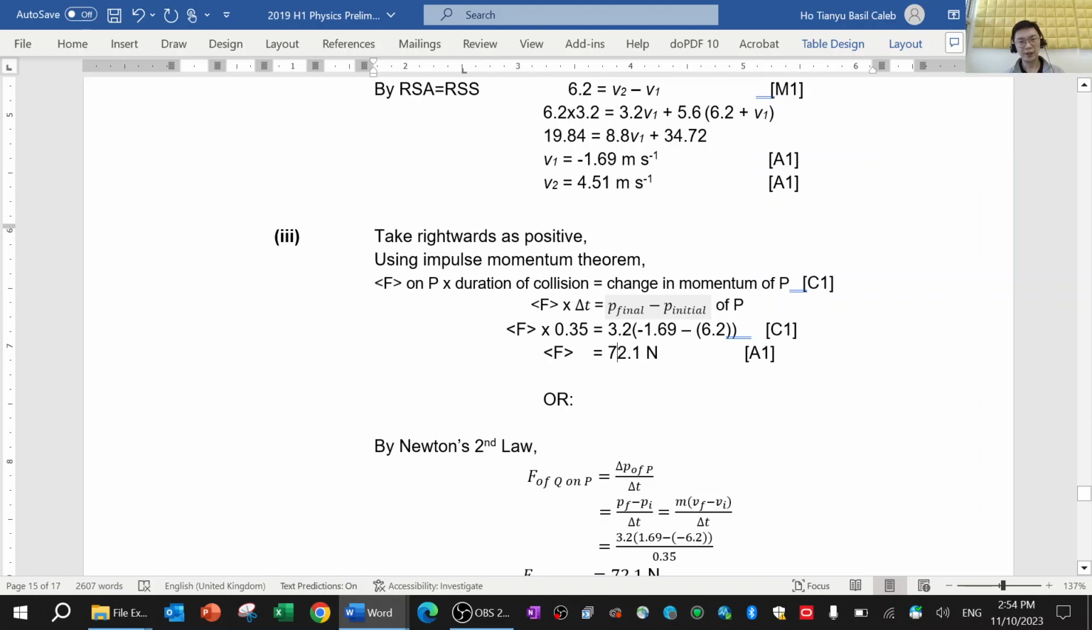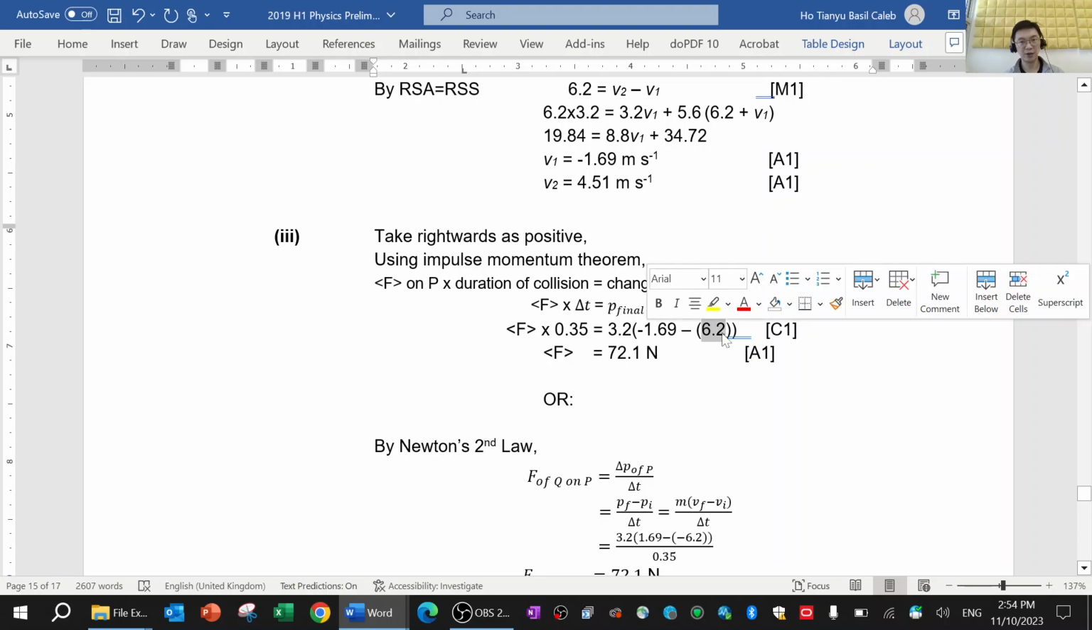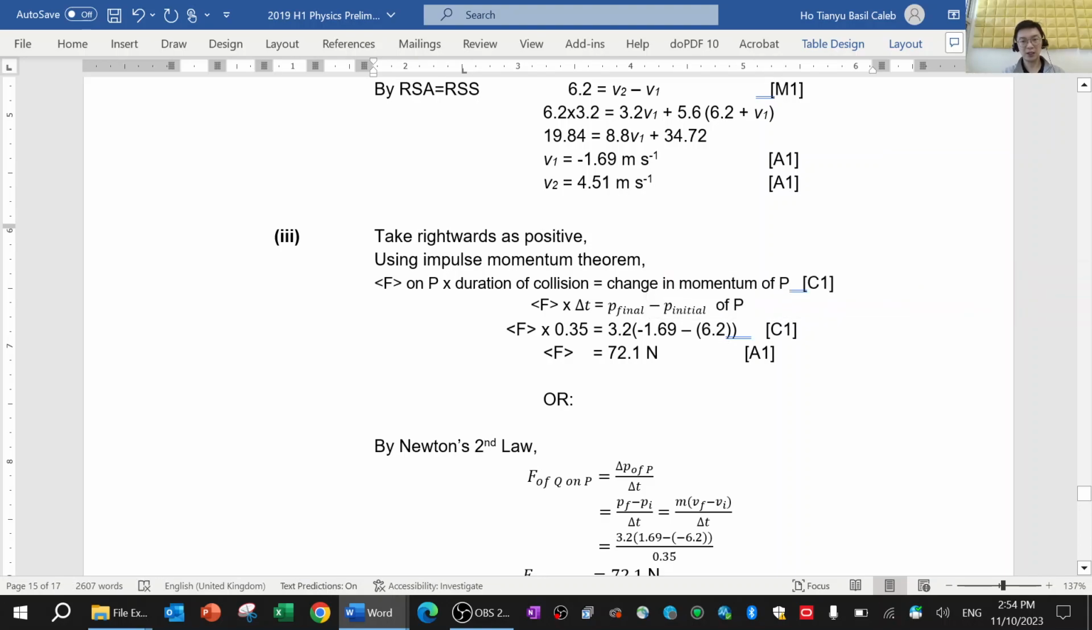Momentum is mass times velocity. So the mass is 3.2 for P. Final velocity is moving to the left, so you have negative 1.96 minus the initial. The initial momentum is to the right, so therefore it's minus a positive value of 6.2. Therefore, you should get negative 7.21 newtons, right?